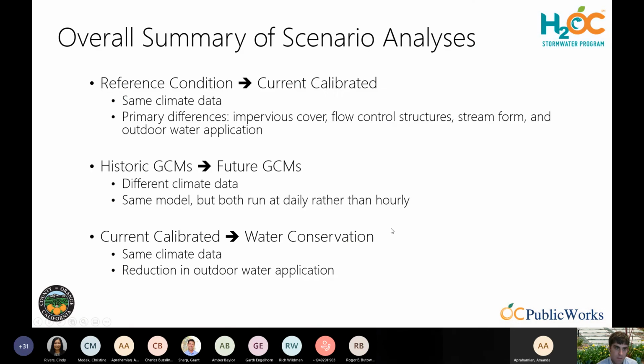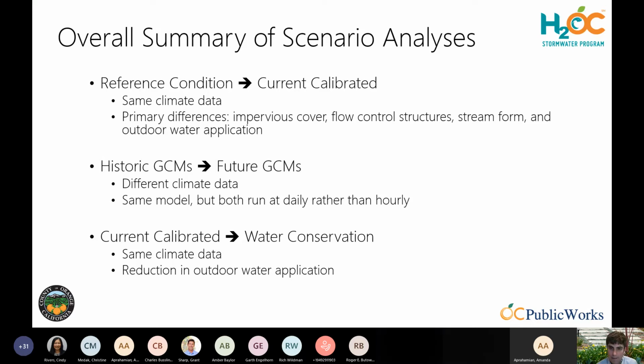And so the scenarios we're going to talk through are the reference condition. You've seen this before. I've kind of presented this from past to future. So we have one comparison of what things were prior to urbanization. It's not a specific spot in time, but it is a condition without urban impacts on the landscape.